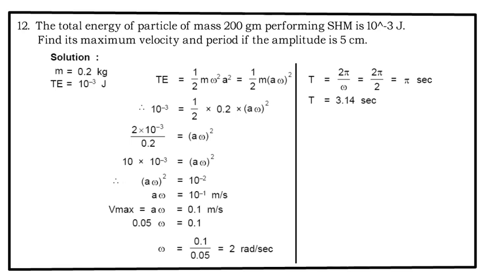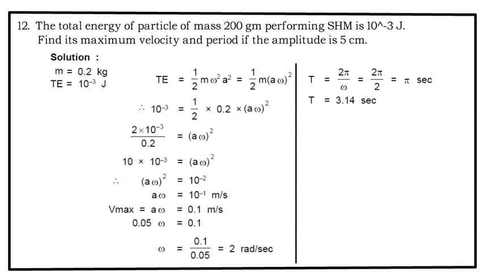TE is equal to half m omega square a square. Now once you put all the values, you get a omega square is equal to 10 raised to minus 3. So a omega square is 10 raised to minus 2. So a omega is equal to 10 raised to minus 1. So we get V max is equal to a omega, which is 0.1.